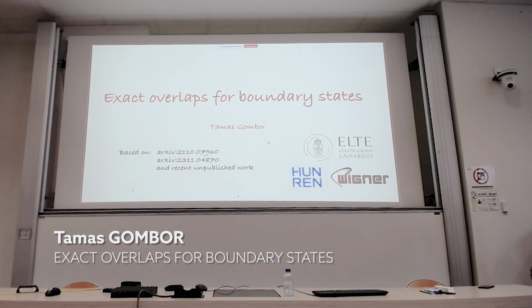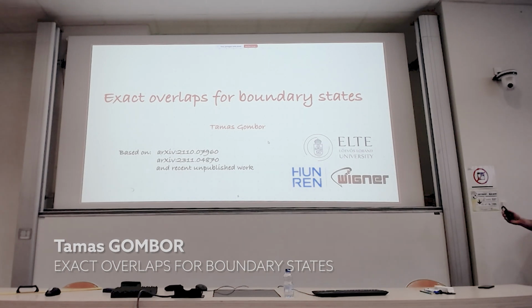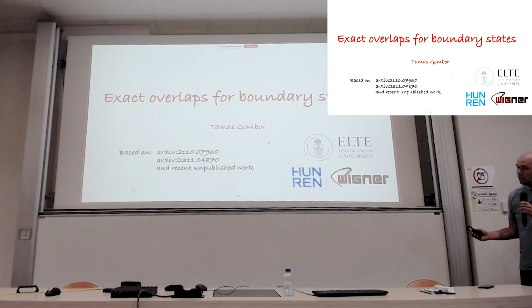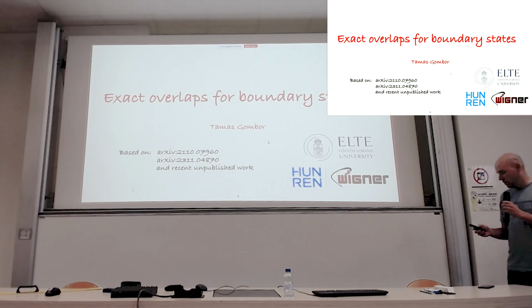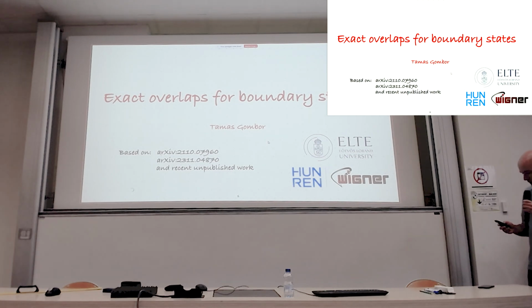So I'm working on this calculation and proving overlaps for boundary states for 5 years now, and recently I reached an important milestone. So now I have exact overlap formulas for any integrable matrix product states for any rational spin chain. So I will show these results today.